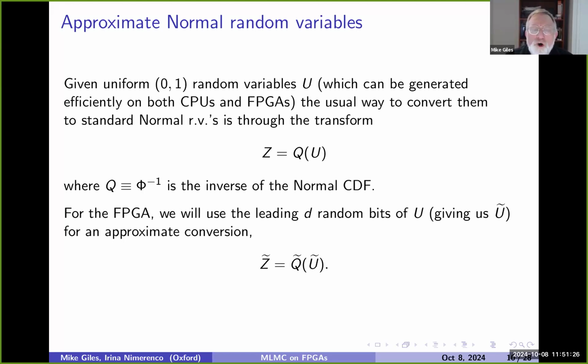But if on the CPU we're doing random number generation where we're using U, which is maybe, say, 32 bits, we're only going to use the leading D bits for the FPGA calculation. And that's going to be one of the things that we optimize. And that's going to give us an approximation, Q tilde.